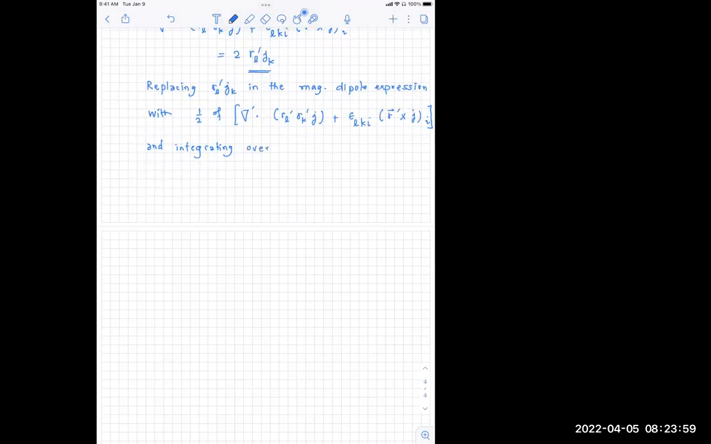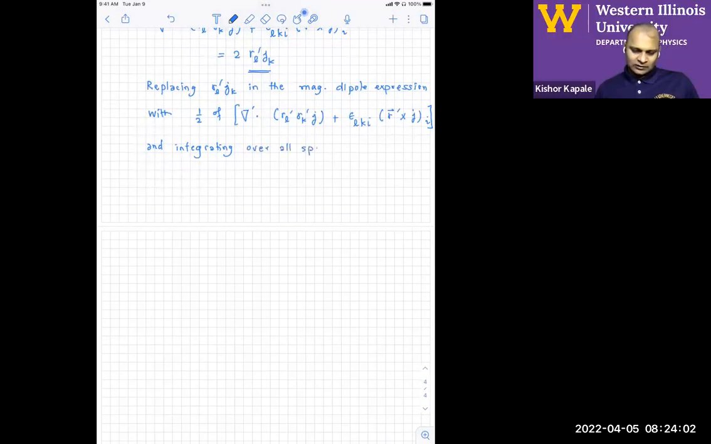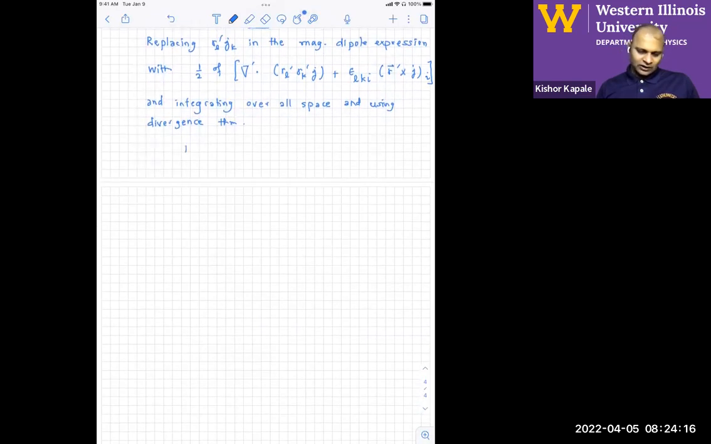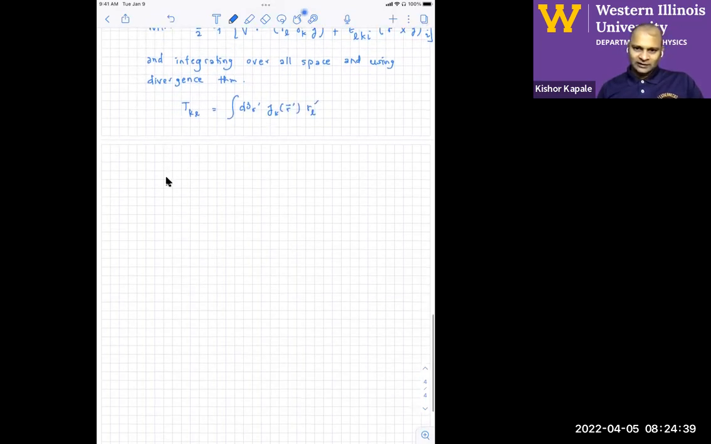Integrating over all space and using the divergence theorem. So the method is standard. Okay, so let's see what that does. The integrand, or rather the geometric term that we were looking at, the tensor T_KL, is basically the integral d^3r' of J_K(r') times r_L'. That's what we wanted to evaluate.